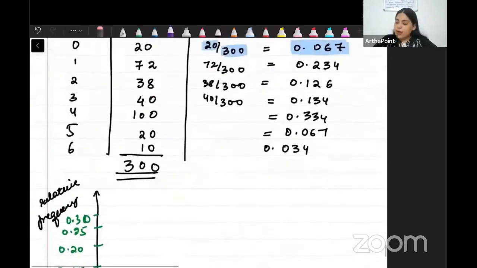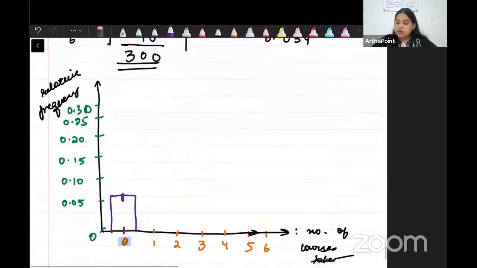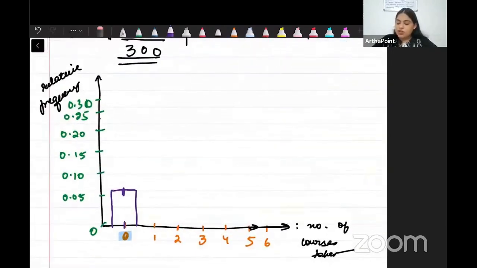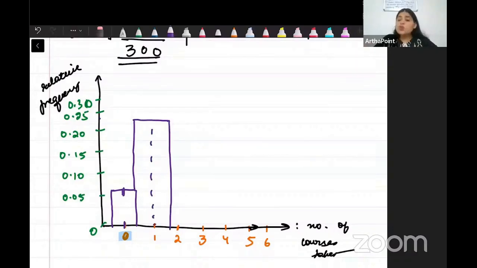Similarly with 1. So 1 की frequency है 0.23. So 0.25 से थोड़ा नीचे. Then I will just go ahead and draw like this. So it should come from the midpoint. That is what is important. 1 should be aligned to the midpoint.